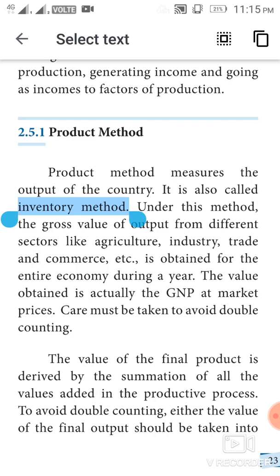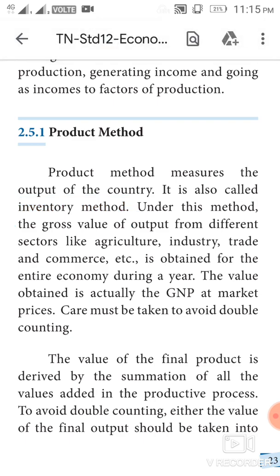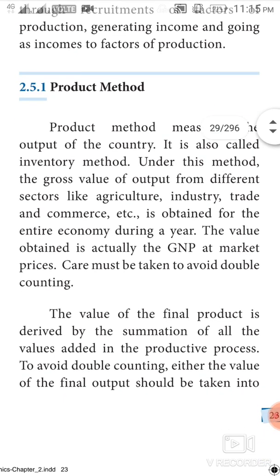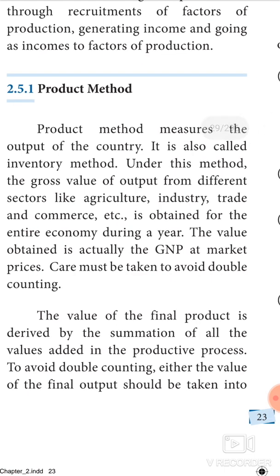Under this method, the gross value of output from different sectors like agriculture, industry, trade and commerce, etc. is obtained for the entire economy during a year. The value obtained is actually the GNP at market price. Care must be taken to avoid double counting. The value of the final product is derived by the summation of all the values added in the productive process. To avoid double counting, either the value of the final output should be taken into the estimate of GNP or the sum of values added should be taken.